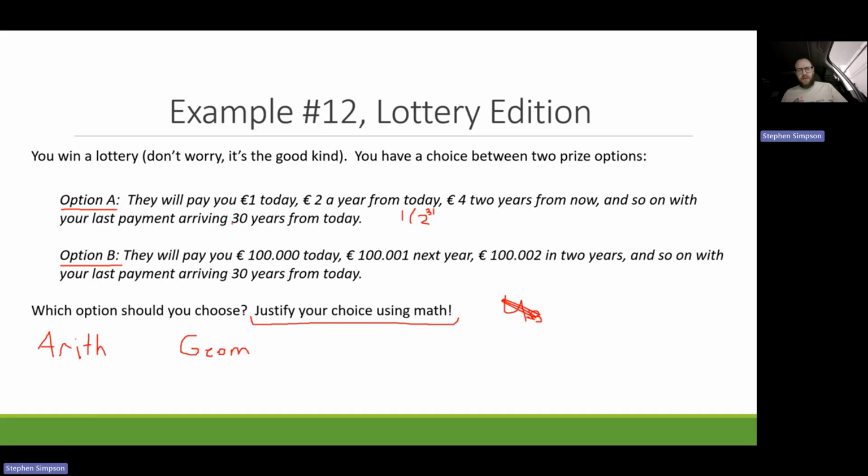Actually, I do, because the first time I tried this, I did 30, but then I thought about it. You're getting paid today, and then 1 year from now, you're getting a second payment. And 2 years from now, you're getting a third payment. So 30 years from now, you're getting your 31st payment. So it's actually 31 payments that you'll be getting. And then we put that over r minus 1. So 2 minus 1, which is 1. And then you type that in your calculator, and it's like, I don't know, 5 billion something.